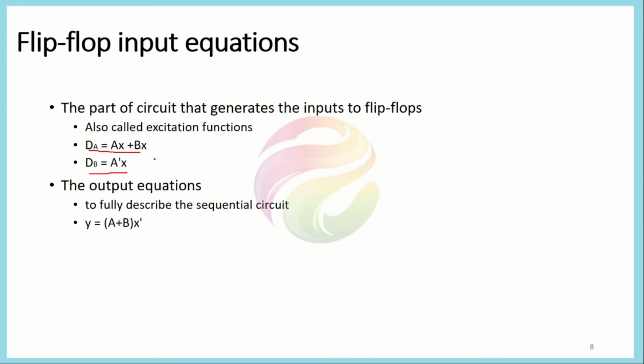It means that the input of the D flip-flop is represented here as DA, where the small subscript represents the flip-flop. Similarly, DB represents the second flip-flop here, so its equation is here. And the output is represented in the form of the whole equation, where A and B represent the output of each flip-flop. A represents the output of the first flip-flop, while B represents the output of the second flip-flop.